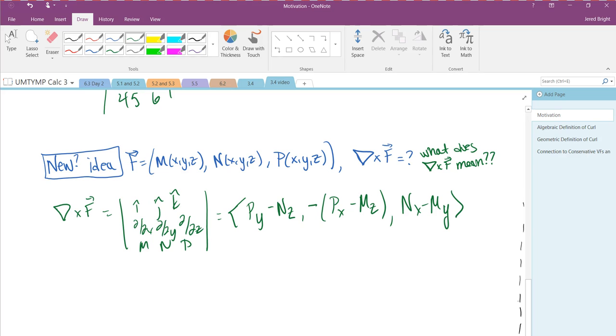Okay, and so now what does this mean? Well, that's where we get into this in the next video. But we will see this del cross a vector field F in many future videos. All right, so stay tuned for the next video.